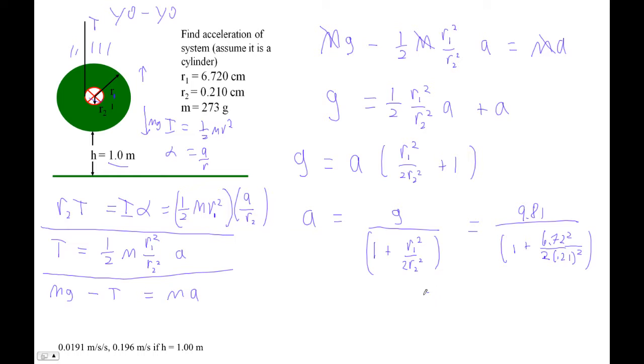And I get that the acceleration is 0.0191 meters per second squared. If I wanted to figure out the velocity after 1 meter, I could do that. Using v squared equals u squared plus 2as, v will be the square root of 2as, right? So square root of 2 times the number I just got times 1 meter, and the final velocity would be 0.19556 if we let it accelerate for a meter, right?